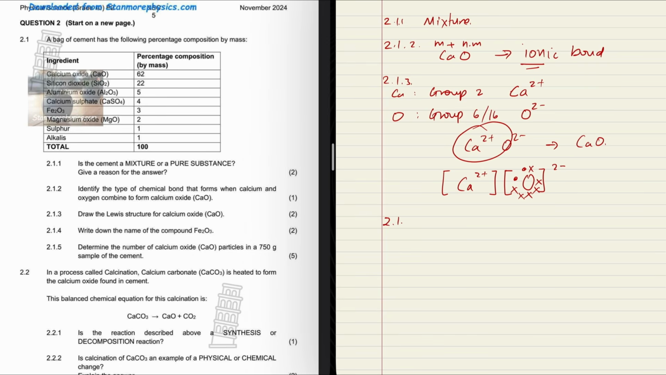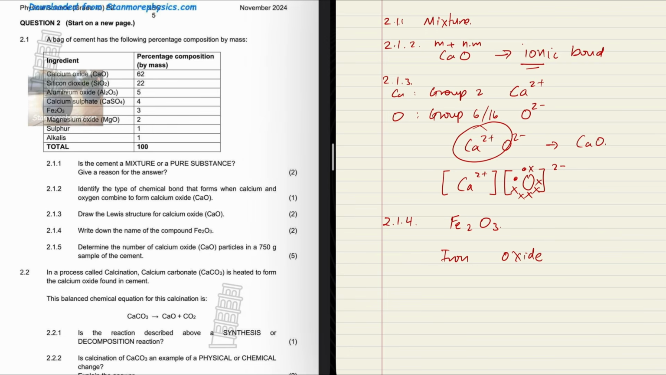Then question 2.1.4, write down the name of the compound Fe2O3. So Fe2O3, Fe is iron, and then O3 is oxygen, but because it's at the end of the name, we change it to oxide.